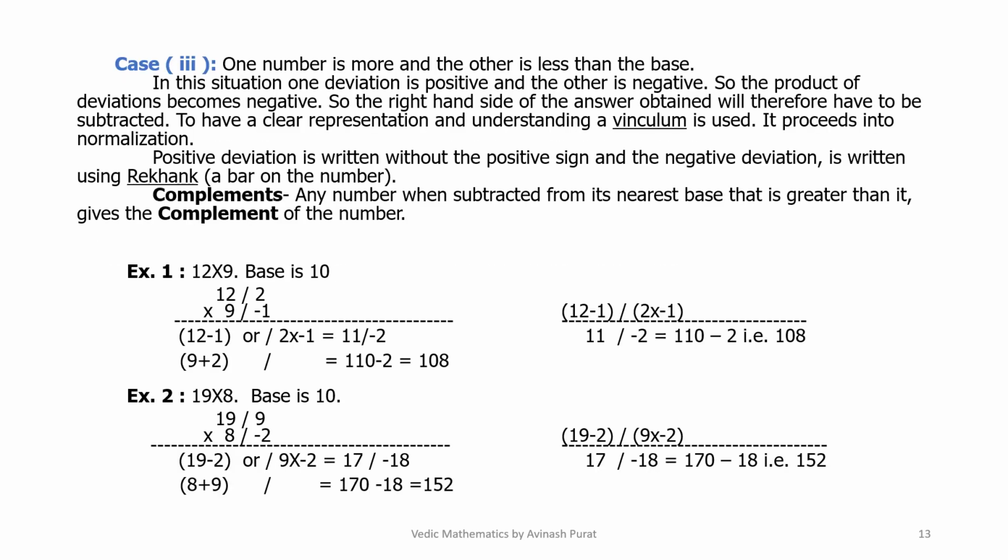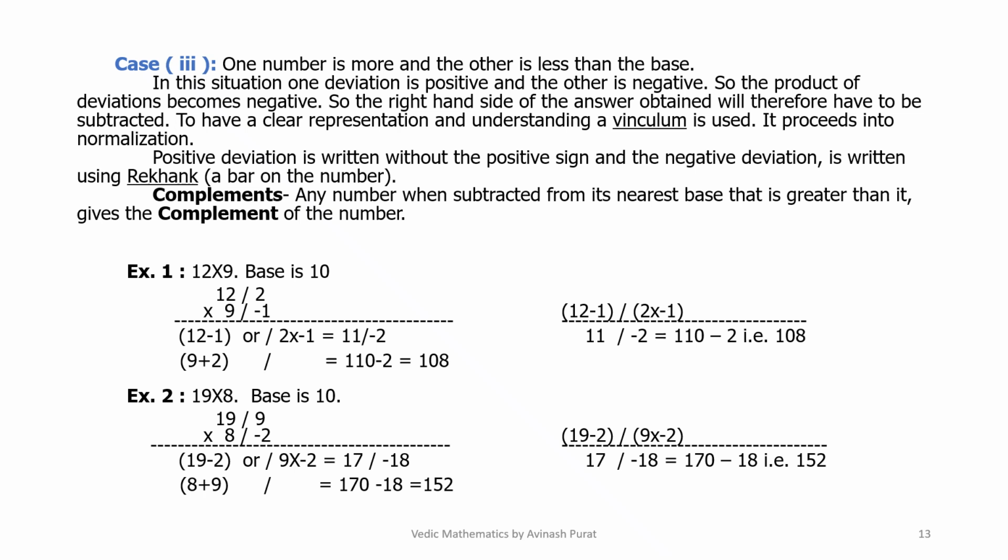Third case, one number is more and the other is less than the base. In this situation, one deviation is positive and the other is negative. So the product of deviations becomes negative. So the right hand side of the answer obtained will therefore have to be subtracted. To have a clear representation and understanding, a vinculum is used.